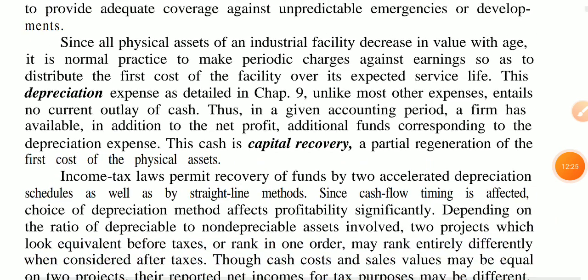Now, since all physical assets of an industrial facility decrease in value with age, it is normal practice to make a periodic charge against earnings so as to distribute the first cost of the facility over its accepted service life, on which basis we will see.